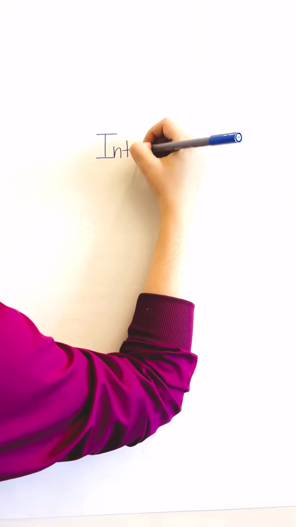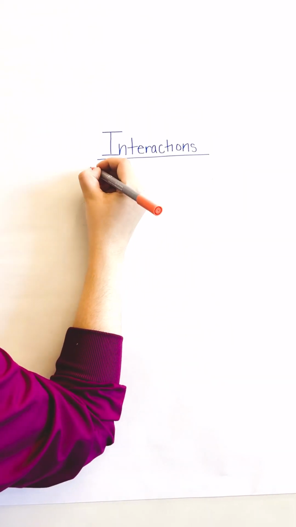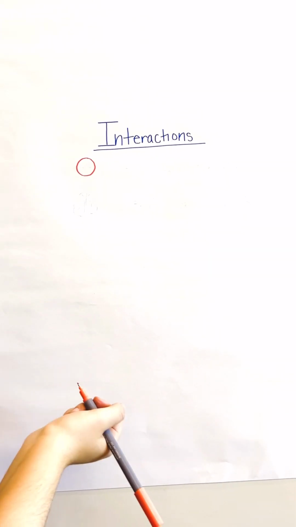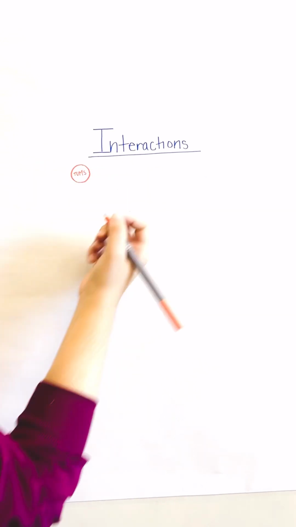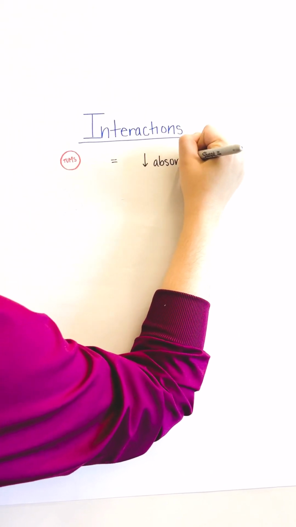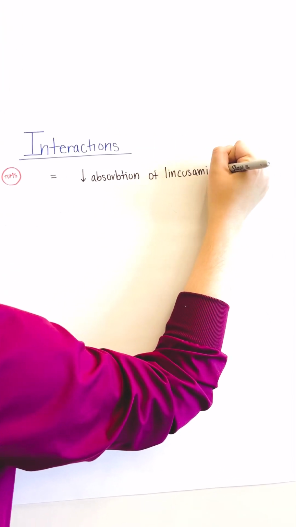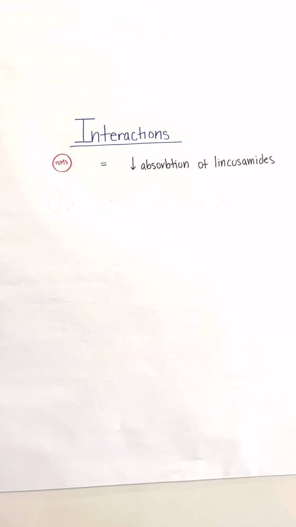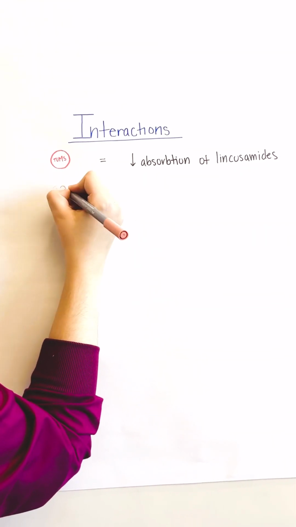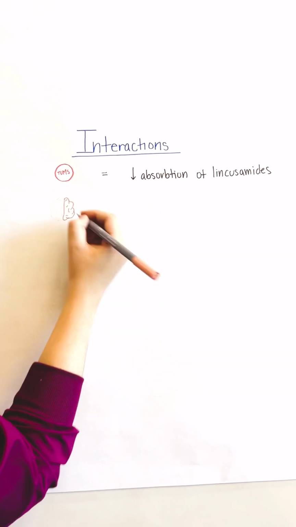Last thing we're going to talk about today is going to be interactions, drug interactions. Now, there's only a couple of these, but the first one is antacids. So things like Tums that are aluminum-based. Aluminum-based antacids are going to decrease the absorption of lincosamides. So you're going to want to give the antacid 1 hour before or 2 hours after administration of the lincosamide.